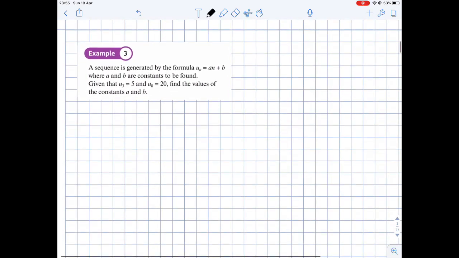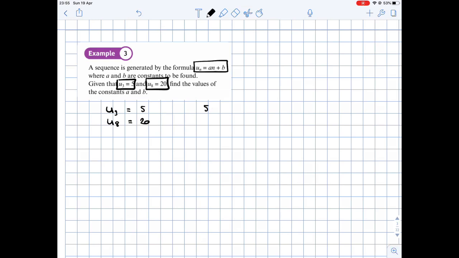On to our third and final example. In this case, we'll note that we have been given 2 bits of information. So I'm going to write those down first of all. U3 is equal to 5 and U8 is equal to 20. Now, in this case, we've been told that the sequence can be written in this form. So let's use those 2 bits of information.